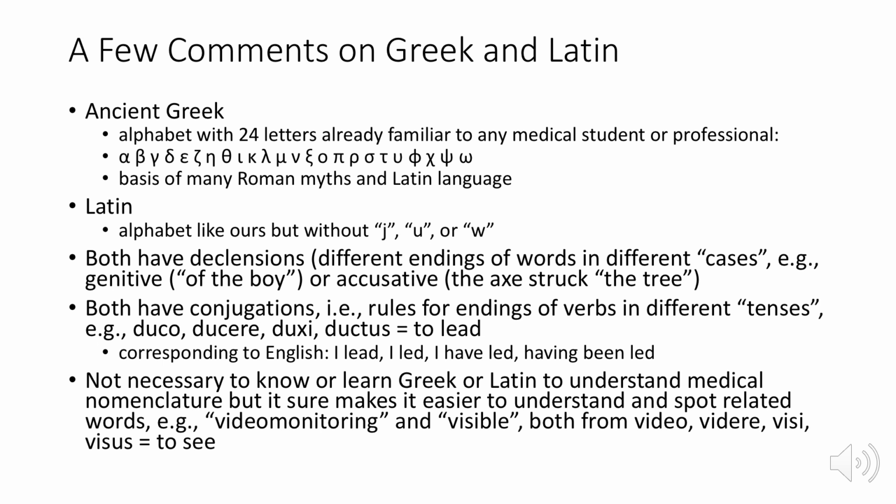Both languages, as ours, have conjugations, rules for endings of verbs in different tenses, like the future, the present, the past perfect. In English, we would say I lead, I led, I have led, having been led. And in Latin, it would be duco, ducere, duxi, and ductus. And you can see that duco and ductus don't necessarily look quite the same because of the spelling of the past participle, but nonetheless, words that derive from these meanings all go back to duco.